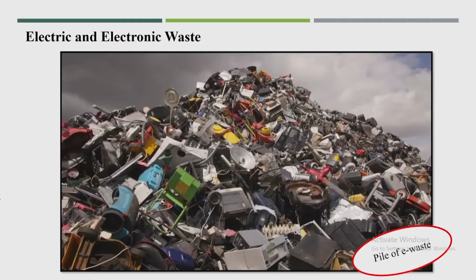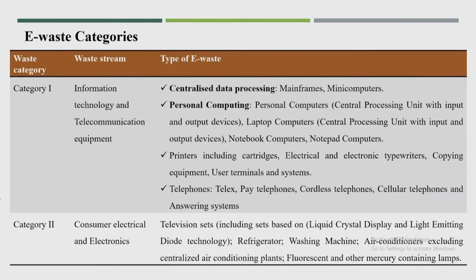So, this is a pile of e-waste you can see here, a mixed e-waste. It has been suggested that e-waste has to be categorized in two categories, category 1 and 2. Category 1 covers waste from information technology or telecommunication equipment like printer, telephone, notebook, computer, which comes in a special category. The other category is consumer electrical and electronics like television set, refrigerator, washing machine, air conditioner, which should be in a separate category.